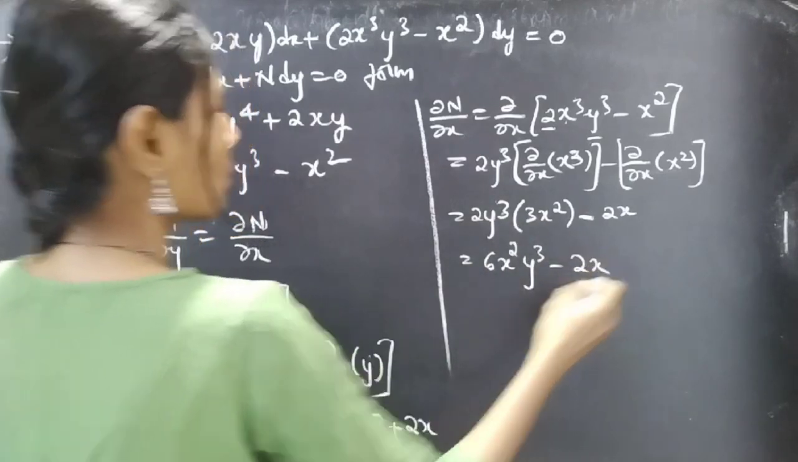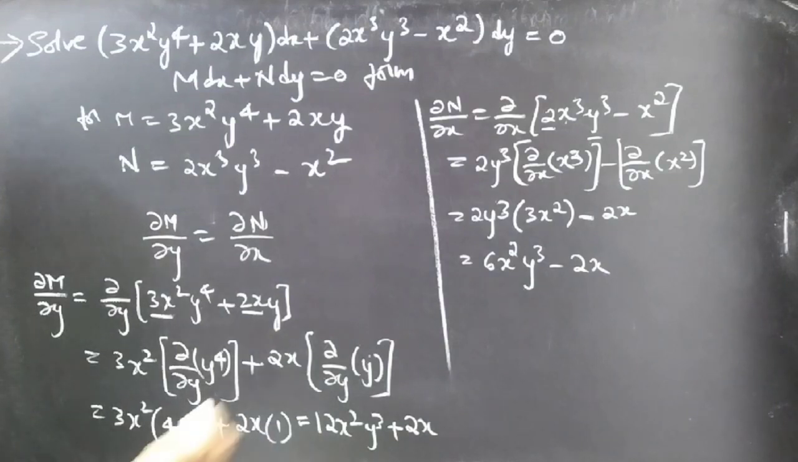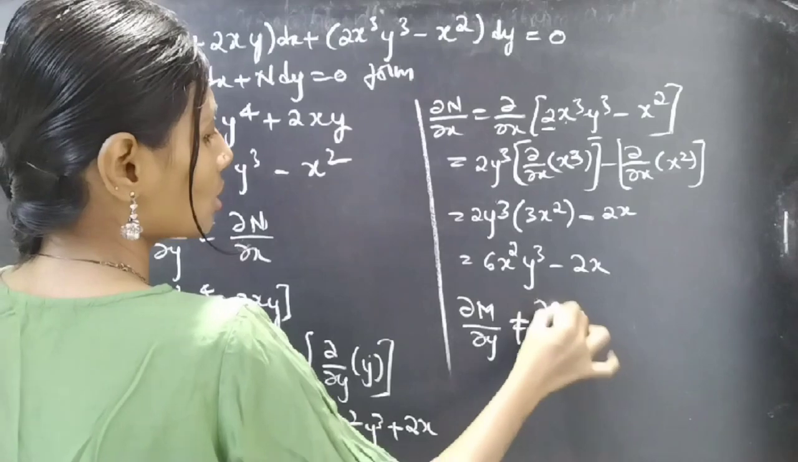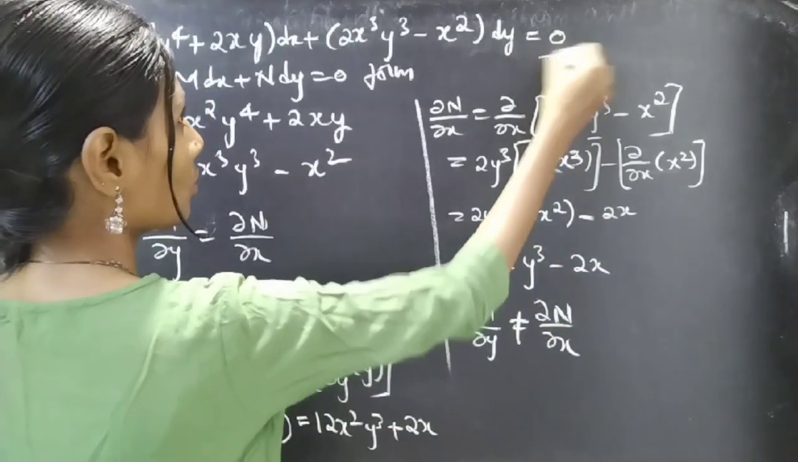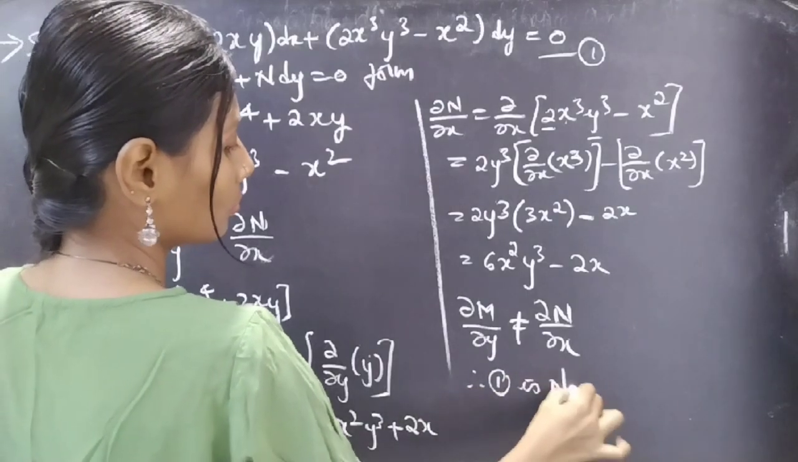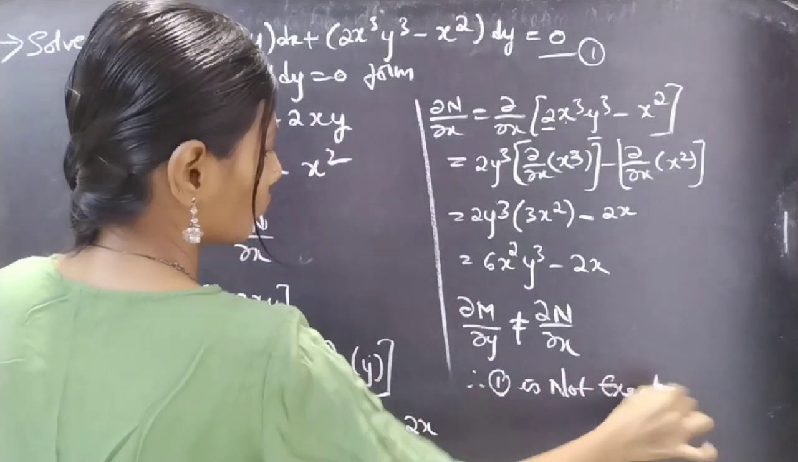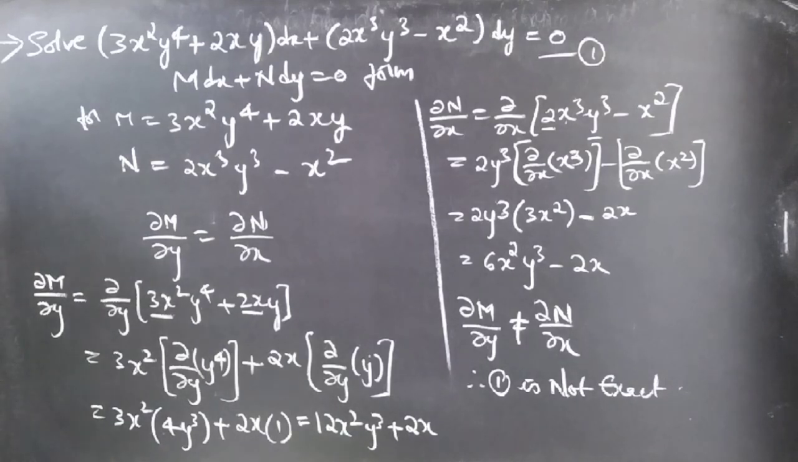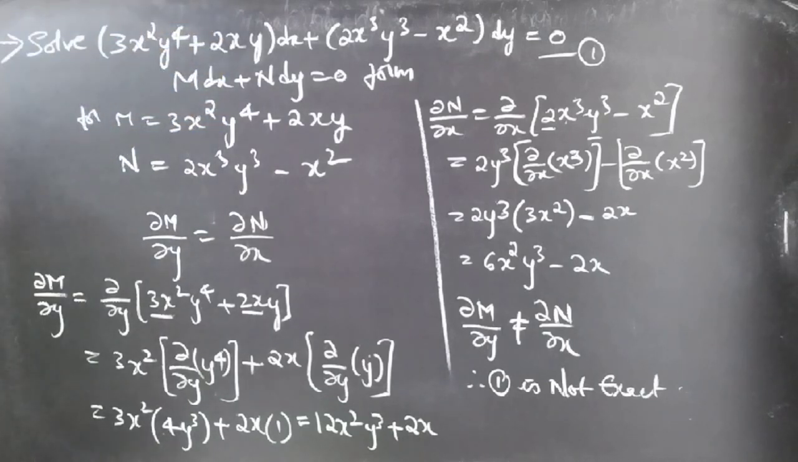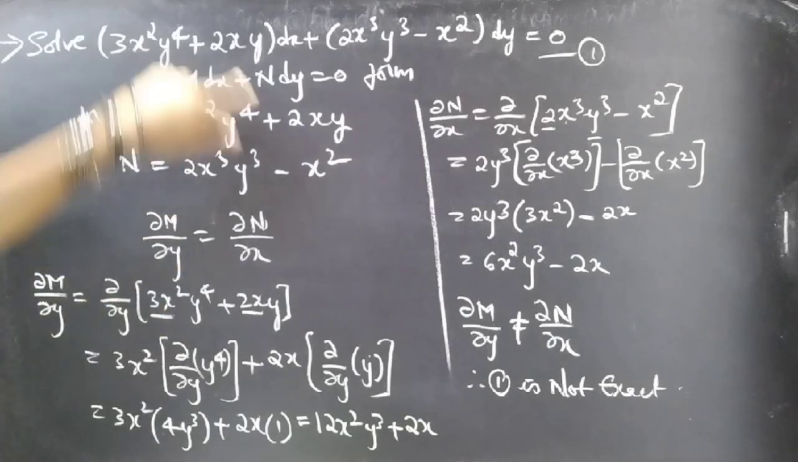Now by comparing these two, we can say that the partial derivative of M with respect to y is not equal to the partial derivative of N with respect to x. Consider the given differential equation as equation number 1. Therefore, 1 is not exact. Since 1 is not exact, we need to find a suitable integrating factor in order to reduce the given differential equation to an exact equation.